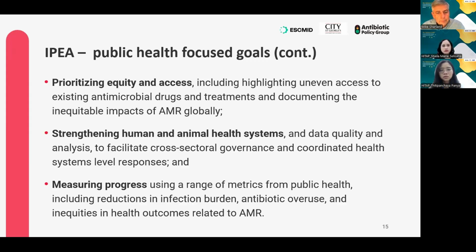There's a need to improve human and animal health systems and data quality, because a large part of this is data. And increasingly, of course, as we move ever more into a data age, there will be a large amount of data coming into the different organizations, the quadripartite organizations, GLASS and ANIMUSE and InFARM and many other surveillance programs. And there's a need to think about how you can use these data to measure progress, using a lot of metrics from public health, including reduction in infection burden, antibiotic overuse, and other inequities.